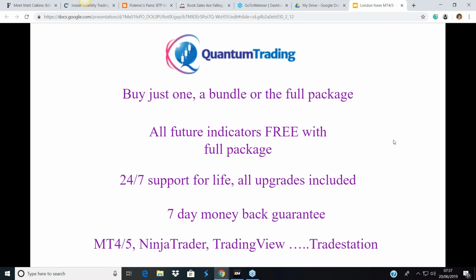The indicators are available for MT4 and MT5. I've got MT5 running at the moment. David's got NinjaTrader. We also do TradingView, although not all the indicators are available on TradingView, unfortunately, because of the script that they use. And we are now working on TradeStation, which is totally exciting.